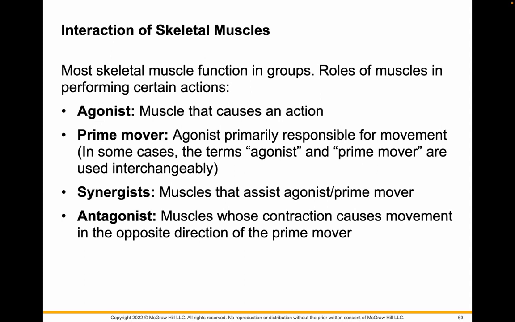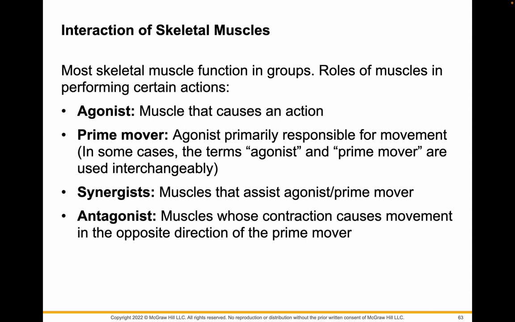So a few muscle functions and how they interact with one another. You do need to know this. The agonist is the muscle that is causing the action. It is also called the prime mover. So these are kind of the same thing. A synergist is any muscle groups that help the prime mover. For example, we'll see like closing our jaw. The masseter is the prime mover, but your temporalis muscle is a synergist.